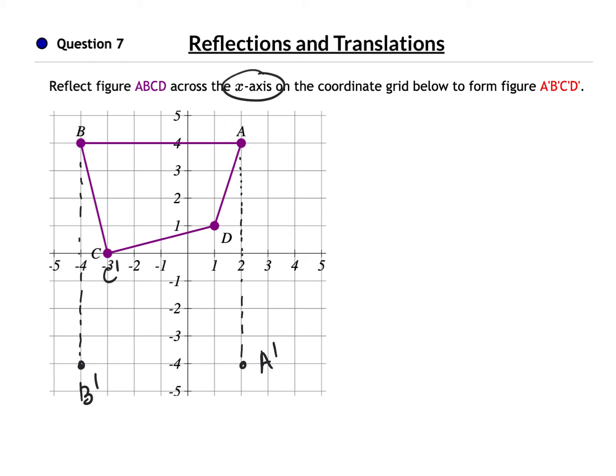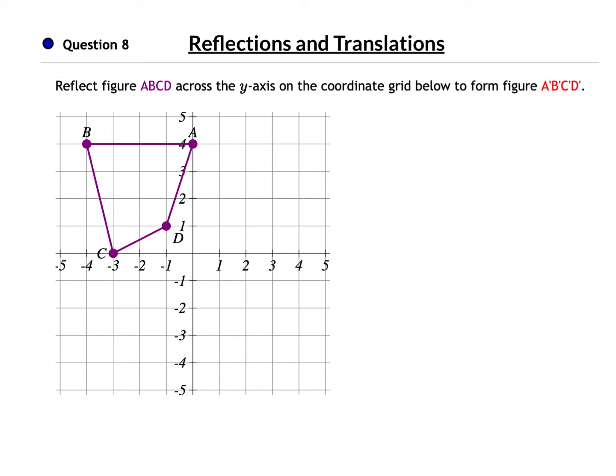It's also C prime. D is 1 away from the x-axis. It'll be 1 away on the other side. We always go along a perpendicular, and that's D prime. Connect those 4 points. The quadrilateral in red is our reflected figure.